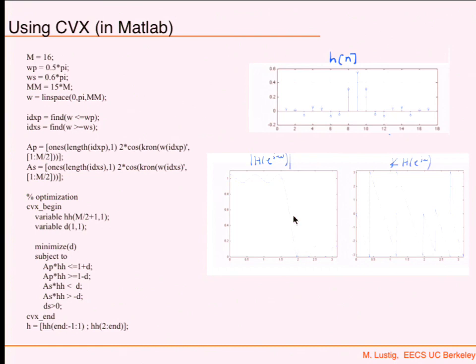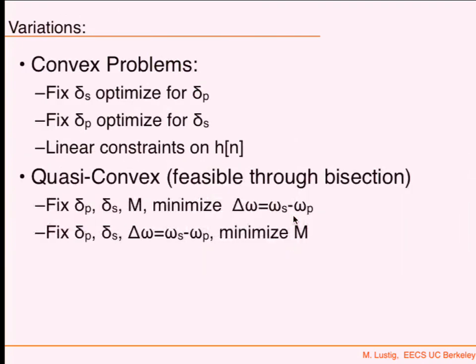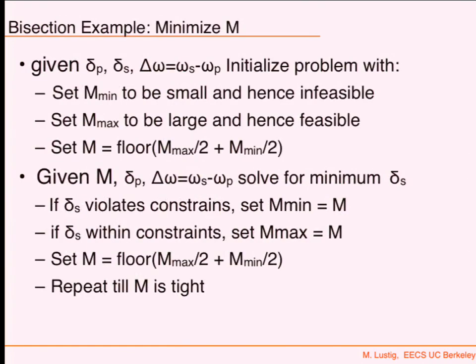What if you minimize the order of your filter? You can also run it through a bisection. If you can't meet the specs with a small M, you have to increase M. If you overmeet your specs with a larger M, you can decrease it until you get the optimal one. That's through bisection, and these are the variations that you can do, until you get the tightest M.